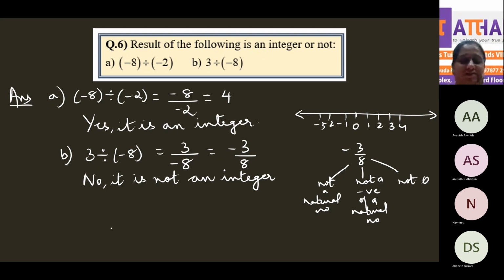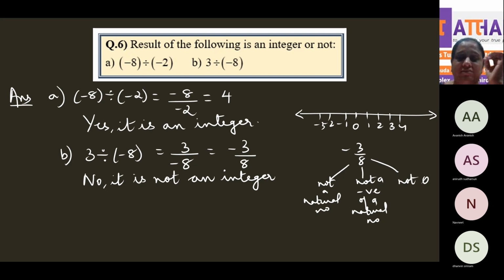See, an integer will be only one of these three. An integer will be a natural number, or the negative of a natural number, or 0. If the answer for all these questions is no, then it is not an integer. If a number is an integer, then it may be a natural number, or the negative of a natural number, or 0. Supposing it is not any one of these three, then it is not an integer.